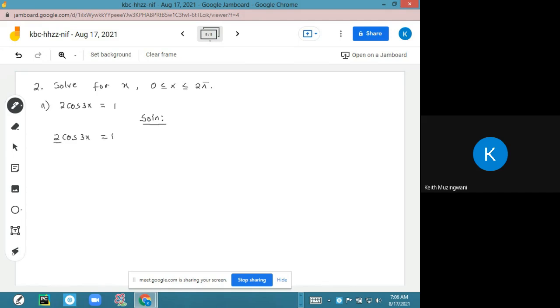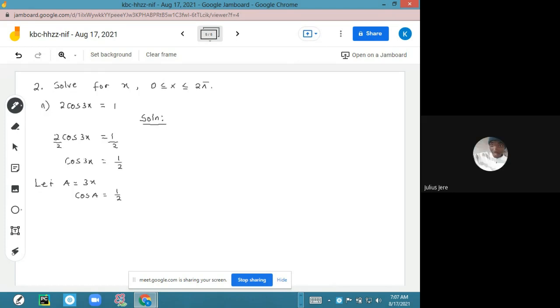The first thing is you divide by 2. So we get cos 3x is equal to 1 over 2. Simple. We let a be equal to 3x, and then deal with cos a is equal to half. Which value of a gives us half when you are dealing with cos? In the first quadrant, of course.